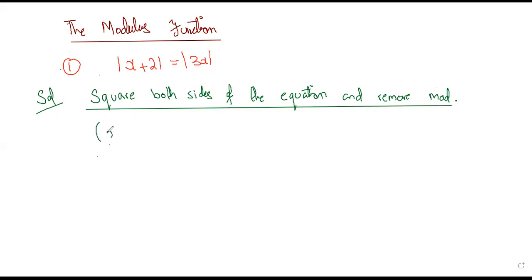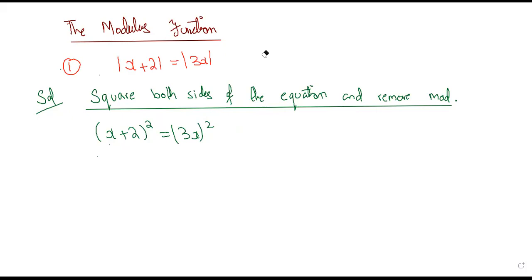So we need to write it down this way. I have squared both sides of the equation and I have removed the modulus sign. All right, that is it. Now, this is what I had originally, and this is an equivalent version of the modulus equation I had in the question. Now, I have a simple quadratic equation.